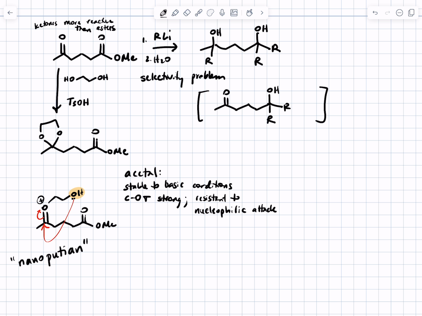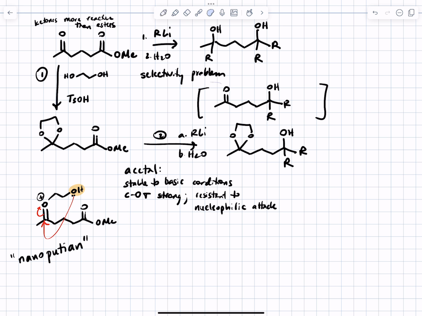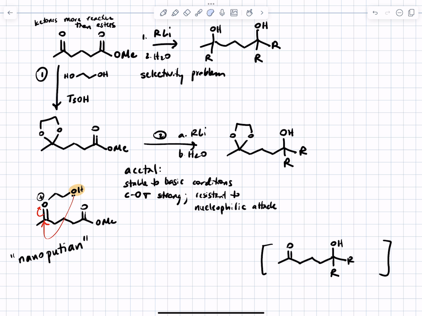So now that we've installed the acetal, we can proceed with a reaction involving step A, the organolithium reagent, and step B, aqueous workup. And as long as that aqueous workup is neutral and not acidic, that should allow us to convert the ester into the tertiary alcohol without doing anything to the acetal. And then, how do we remove the acetal group to get our desired product? Yeah, that's just acid and water. That hydrolyzes the acetal.